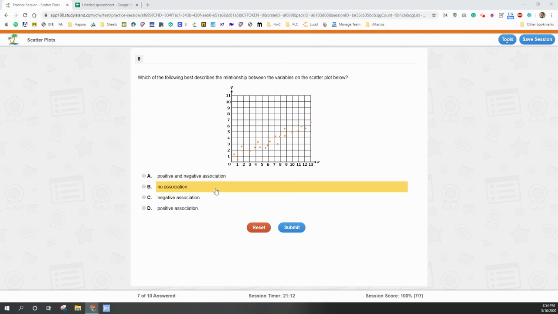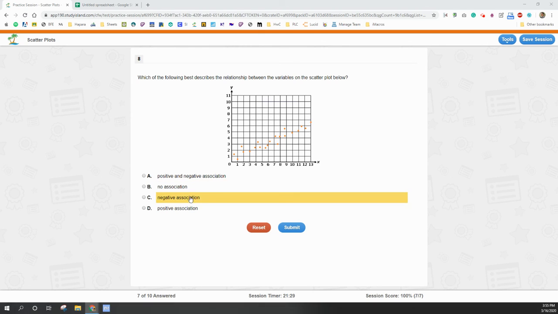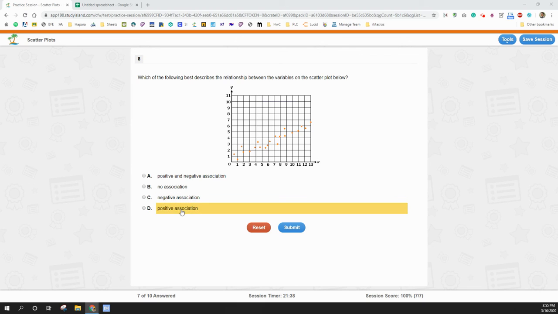No association. Well, there's clearly an association because there's grouping here. You can see that there's spots where the data fits. You wouldn't put a point way up here because that clearly doesn't fit the rest of the pattern. If there was no association, there would be no way to predict where the points belong. So clearly, since there's grouping here, there is an association. It's not a negative association because negative associations mean that as one variable increases, the other decreases, and that's not what is happening here. It is positive association. As one variable increases, so does the other.